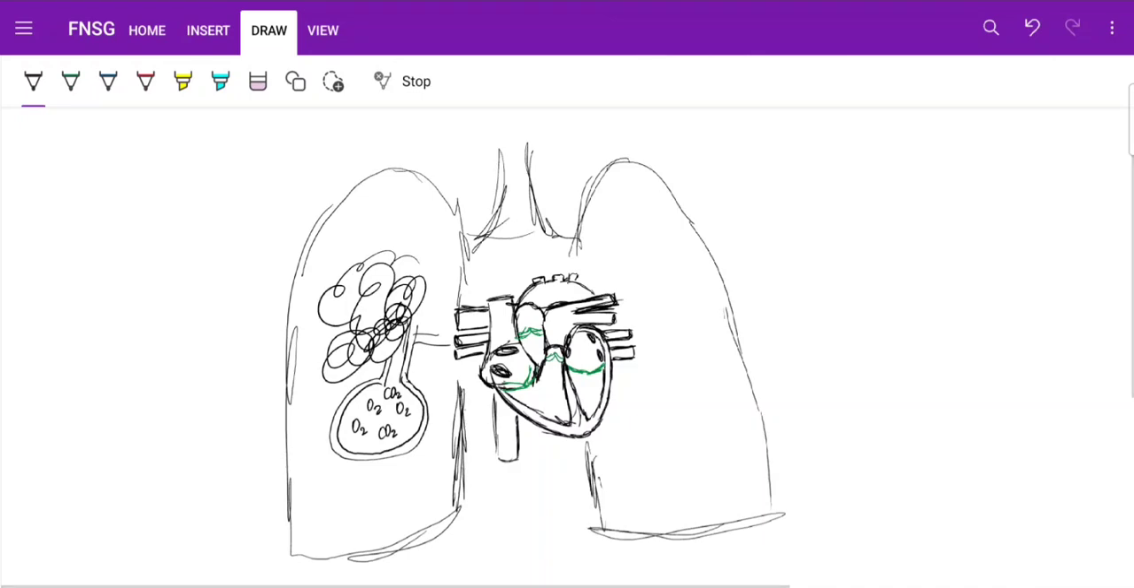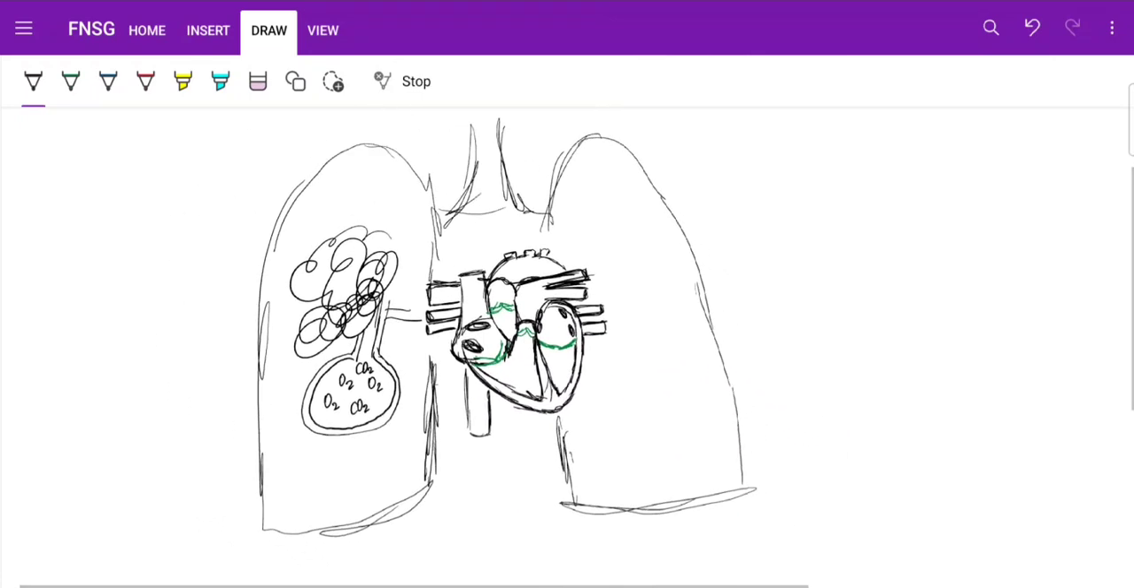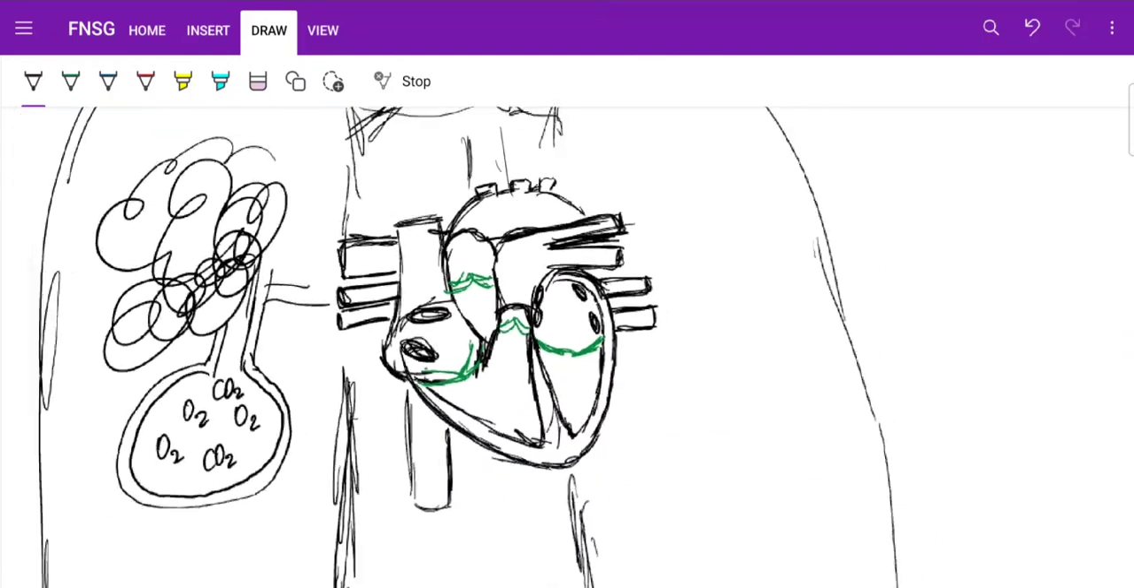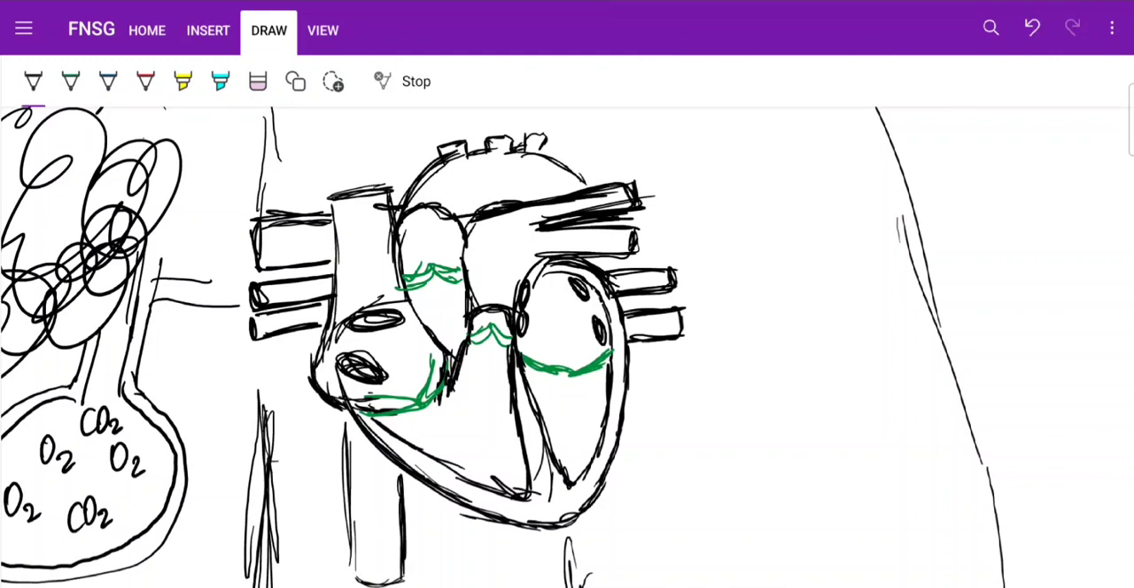Alright, so this is basically what your lungs and heart look like. Of course, it's not drawn to scale and it's not exact or precise, but this should give you a good idea of how everything looks. So we're focusing first on the heart. Ignore all this stuff over here, okay?